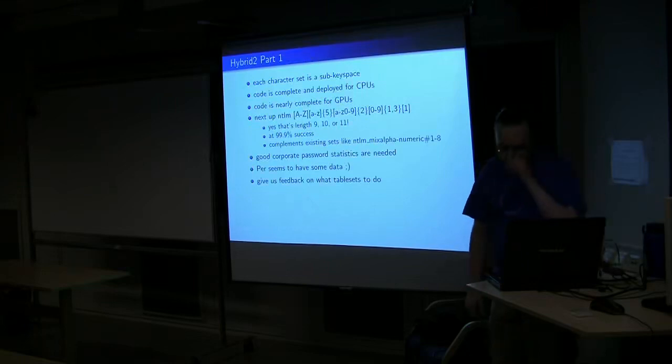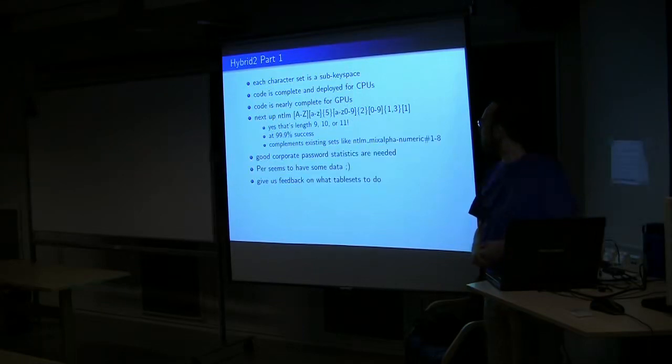All right, so moving along, hybrid 2. Again, Scoops basically said, hey, we can fix it and just treat each character set as a key space of itself, or a sub-key space, and you put them together and you have the full key space. The code is finally complete and deployed, at least on the CPU side. Yes, I was fixing bugs like a week ago in the generation code, so it's not quite there.